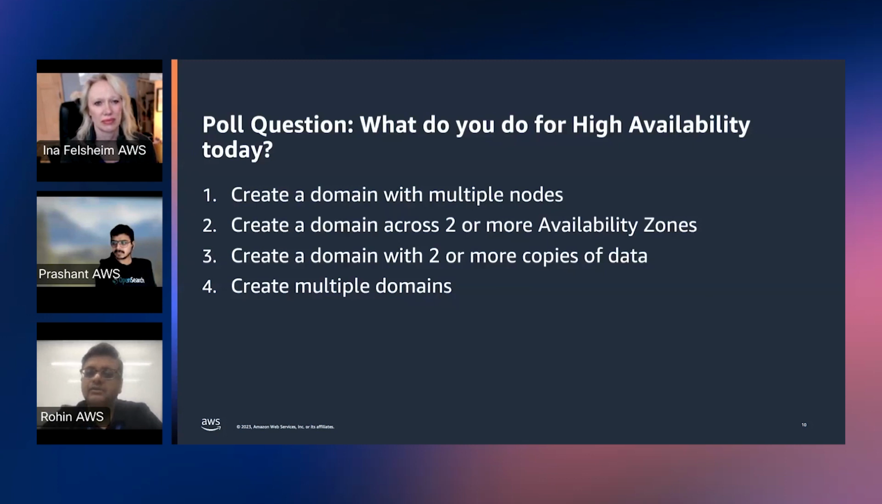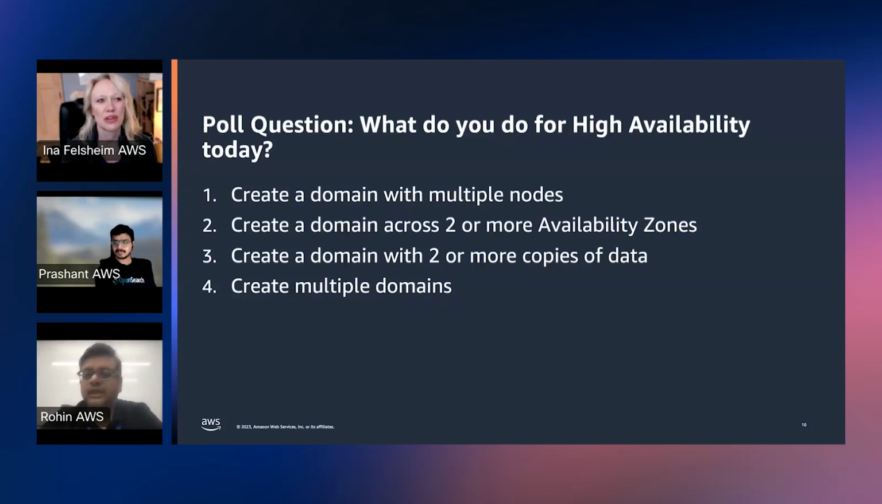Having multiple availability zones is one of the things that could help you with high availability. Not the only thing, but one of the things. Possibly it's hinting to the answer for this question. Let us know what you think in terms of what do you do for high availability today using OpenSearch, right? How do you ensure you get high availability today on OpenSearch?